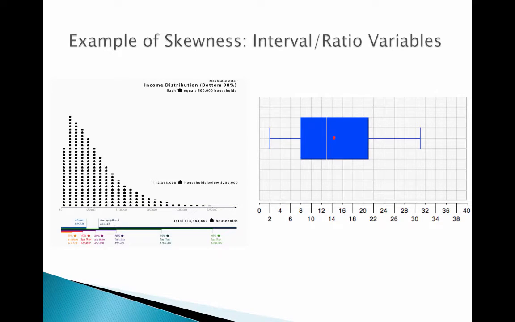Okay, so let's take a look at a couple of diagrams that you've seen before already, but now let's look at them in the context of trying to determine skewness. So go ahead and pause the video and see if you can figure out the skewness of the income distribution and the skewness of the box and whisker plot that we created in part 2. When you think you have your answer, go ahead and continue playing this video.